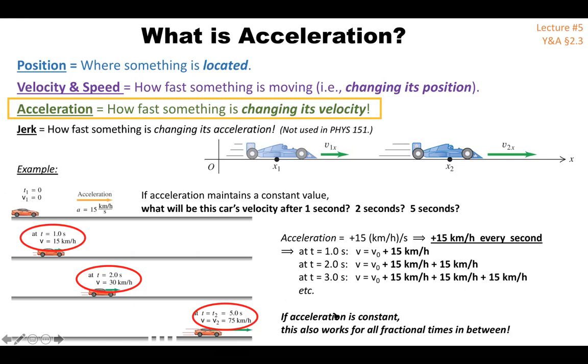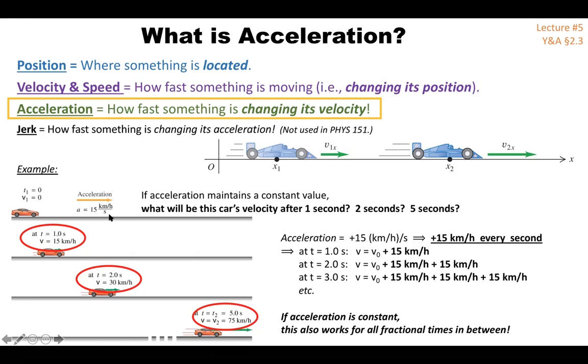Now, I just wanted to point out briefly, what if we wanted to find the velocity at 1.5 seconds? As long as the acceleration is constant, right? In other words, as long as this driver's foot is on the gas pedal at a constant level, right? You hold your foot at a constant angle, then that means the acceleration of the car will probably be one steady constant value at all times.